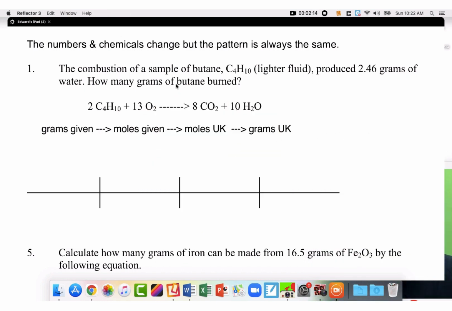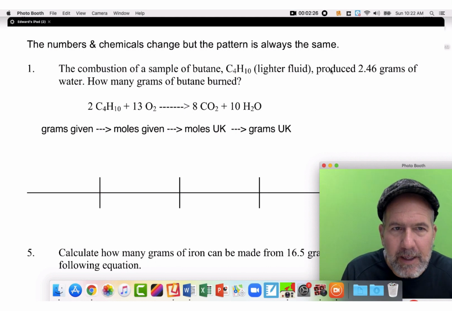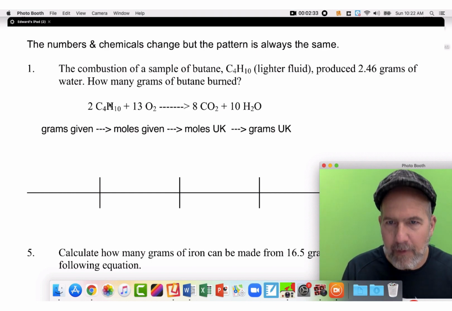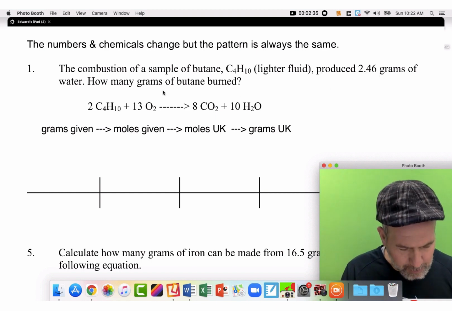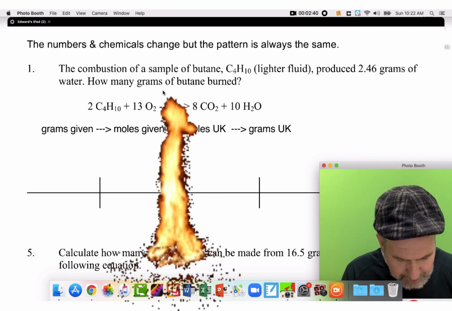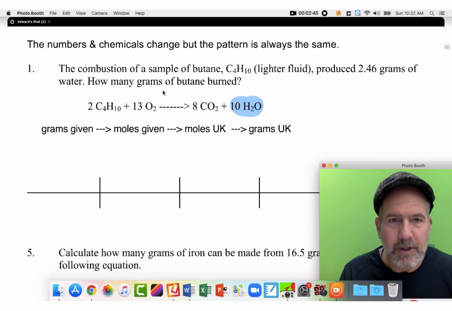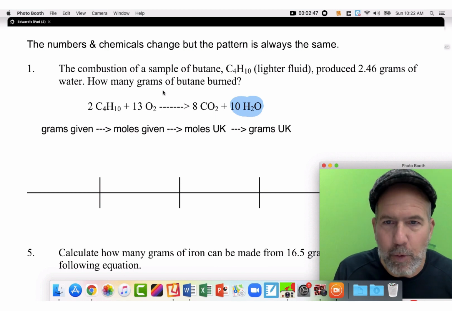It says the combustion of a sample of butane, and butane is C4H10. That's lighter fluid. It's in the plastic Bic lighters, right? And it produces 2.46 grams of water. So what do we say it produces water? Well, it's going to burn. It's combustion, so that's fire. So butane plus oxygen forms carbon dioxide and water. So it formed 2.46 grams of water.